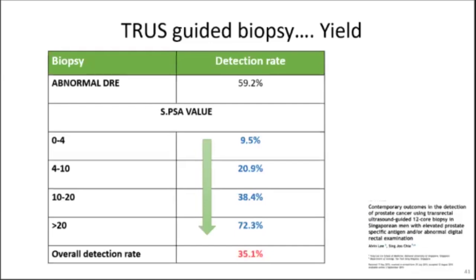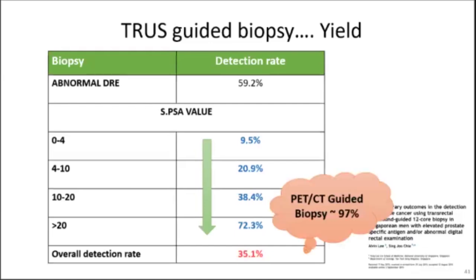The overall detection rate of TRUS-guided biopsy was hence 35.1%, compared to our study, which had a PET-CT guided diagnostic accuracy of 97%. However, I would like to highlight the fact that the detection of TRUS-guided biopsy increased significantly with rising serum PSA levels, reaching up to 72.3% when the serum PSA was more than 20 nanogram per ml.